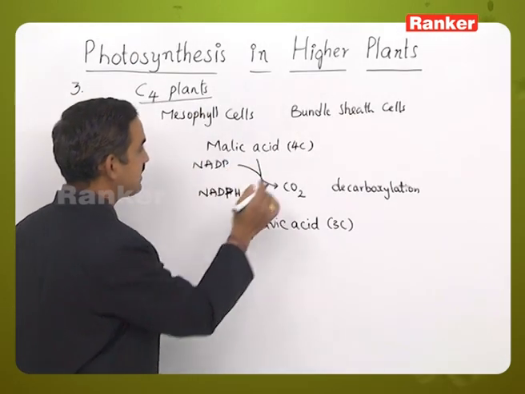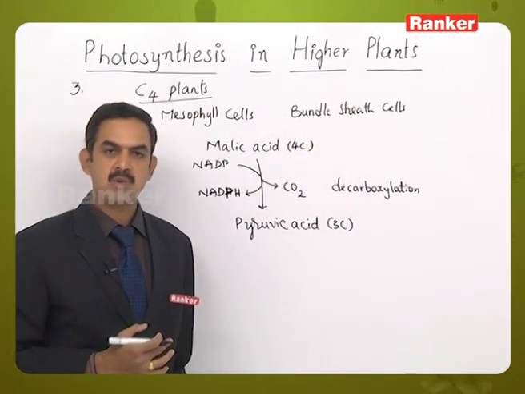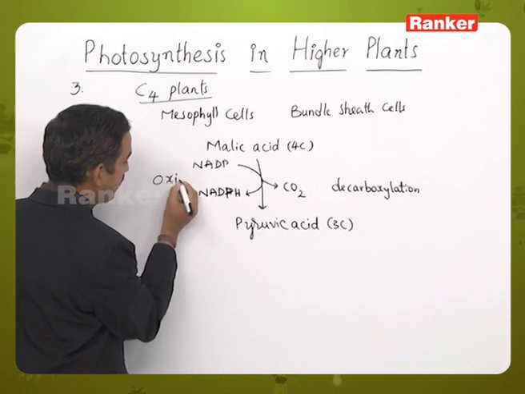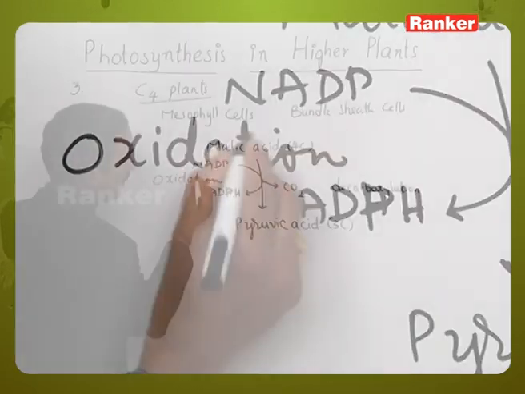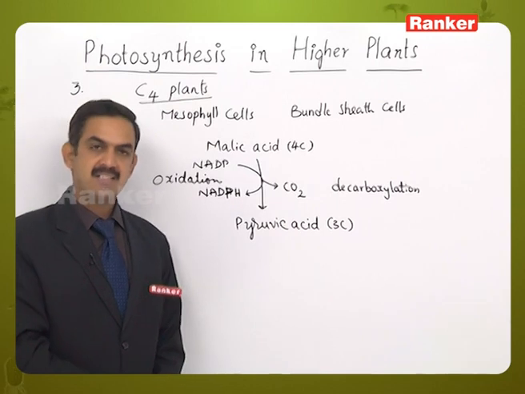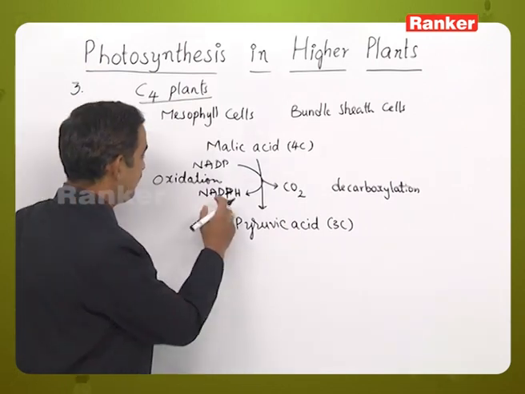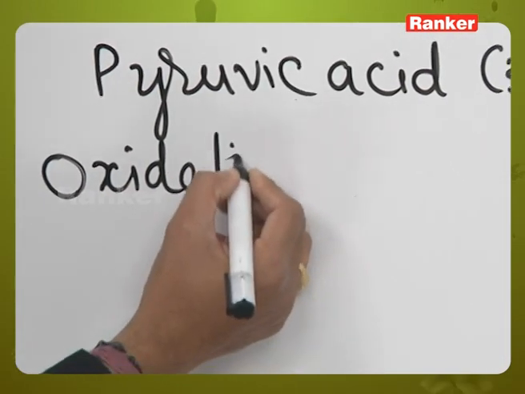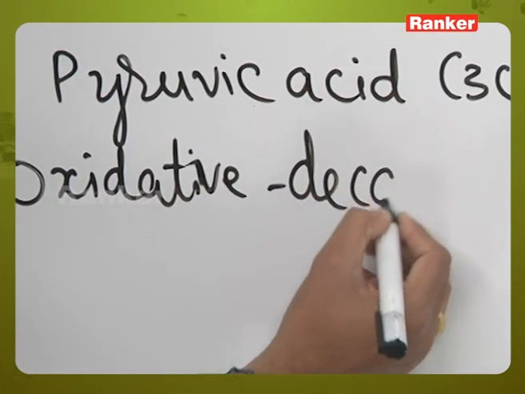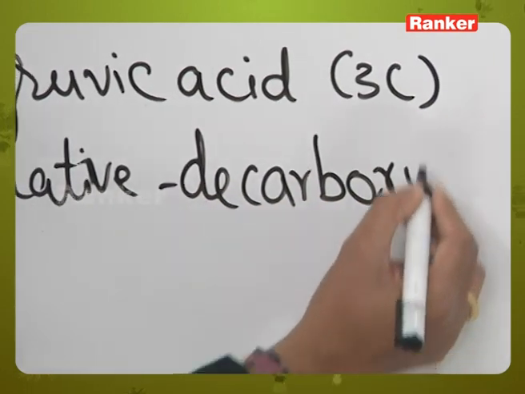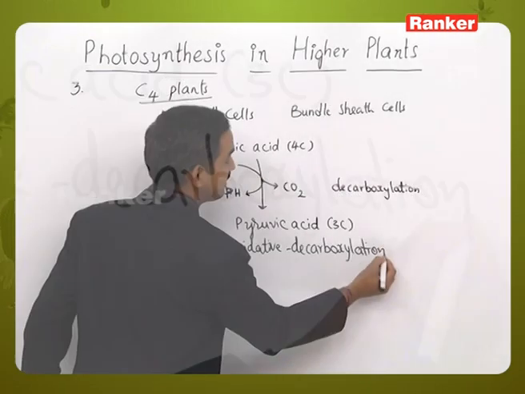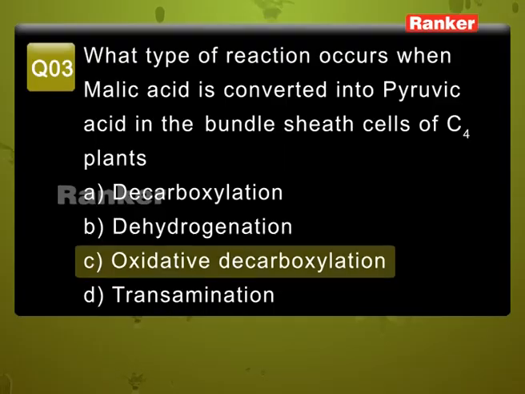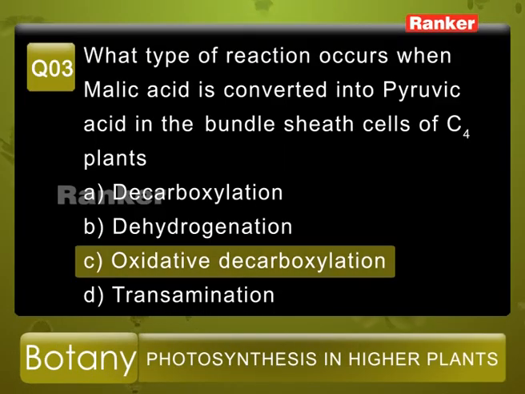So this is a step which takes place in the bundle sheath cells of C4 plants. Apart from the oxidation process, that is dehydrogenation, decarboxylation is also taking place. That's the reason we can say that the two steps, oxidation and decarboxylation, or oxidative decarboxylation, take place in the bundle sheath cells when malic acid is converted into pyruvic acid. So from the given options, option C is the correct answer.